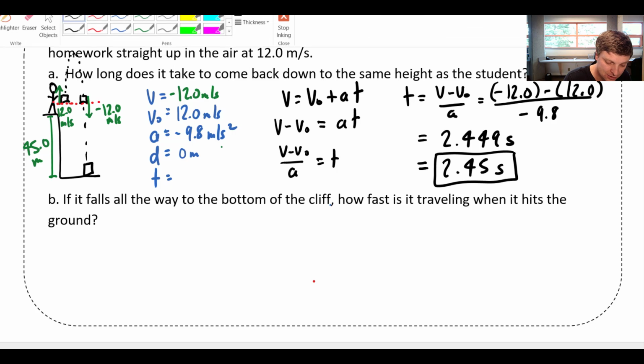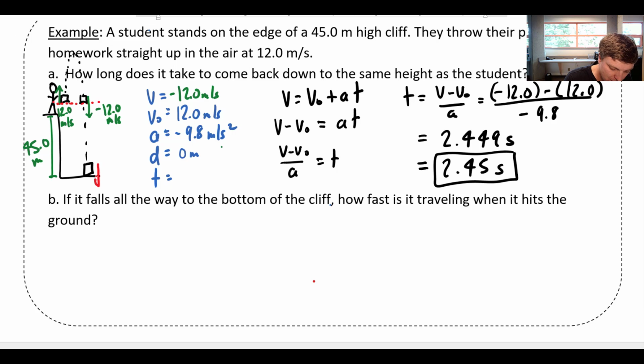How fast is it traveling? How fast is it going right here? Well, you need to think about that. I can't say exactly what it is, but I'm expecting that it's probably going to be falling faster than 12, right? It's going to be falling faster because it falls all that way down.